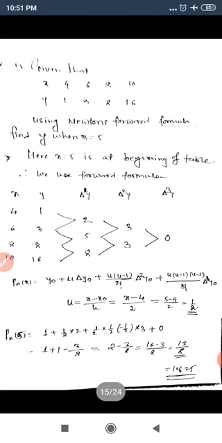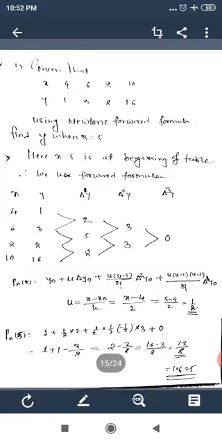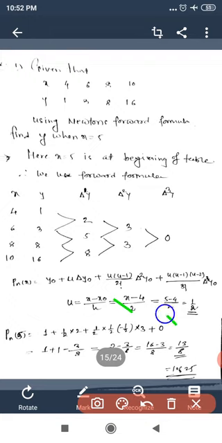Now what is u? u is equal to x minus x0 upon h. x0 is the beginning value of x, which is 4, so x minus 4 divided by 2, and we want to calculate the value at x equal to 5. So 5 minus 4 divided by 2, which is equal to 1 by 2. So u equal to 1 by 2.